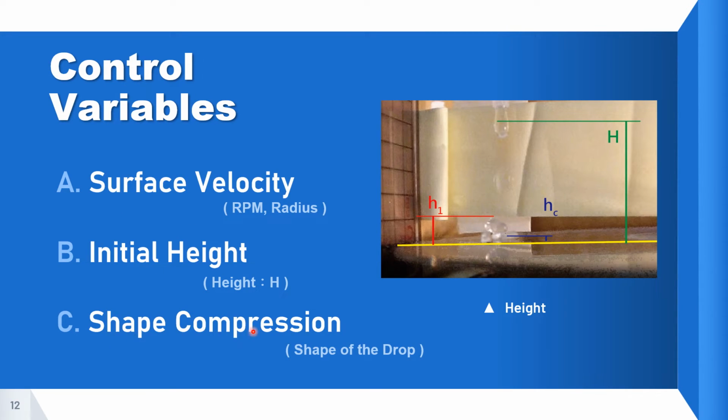Some of these are the result that we are trying to find out. And these three, the expression of the height, the operator h0 means the initial height, and h1 means the first rebound height, and hc means the center of the drop.